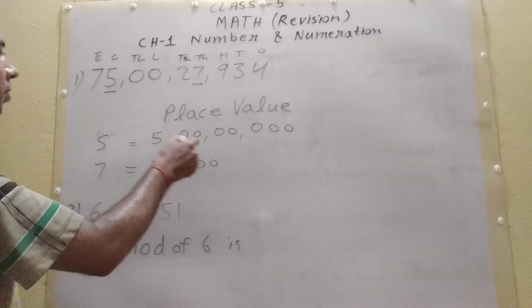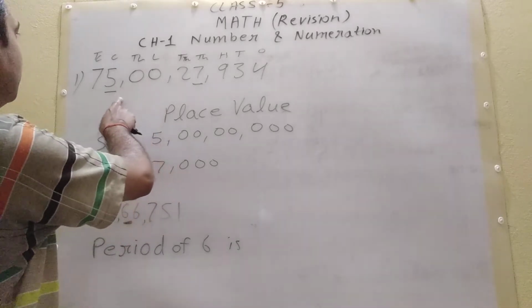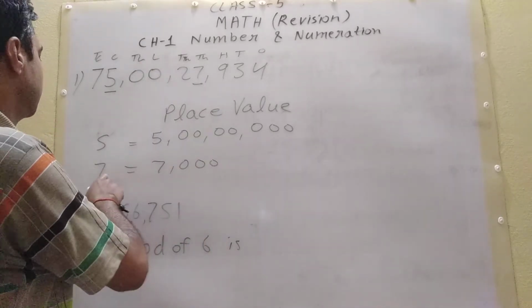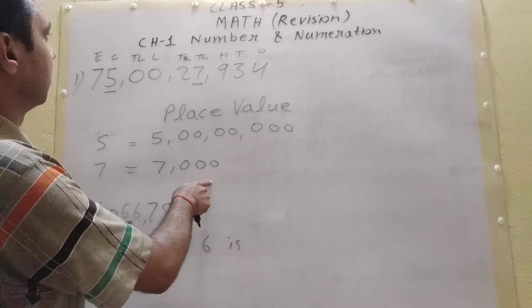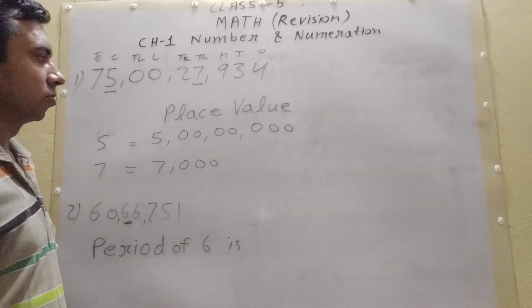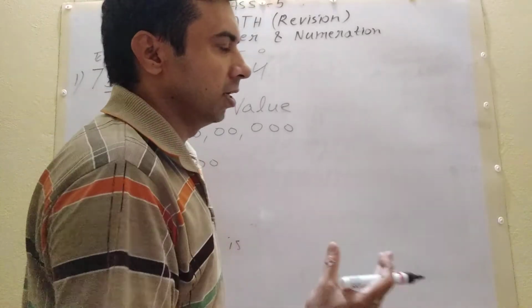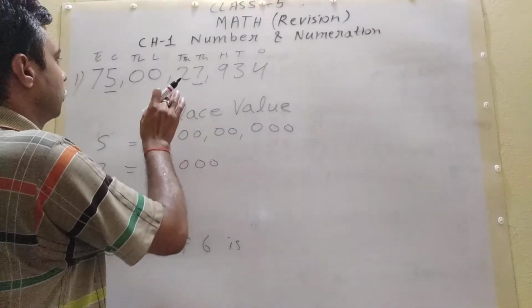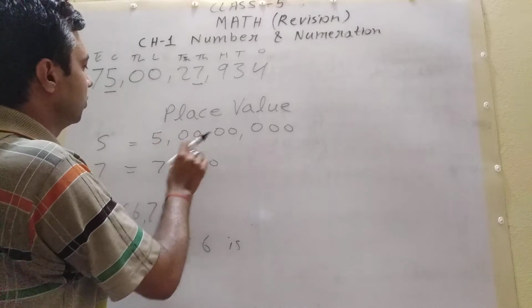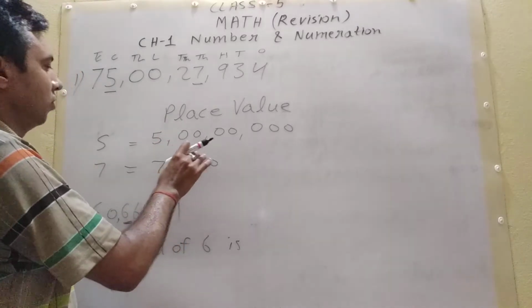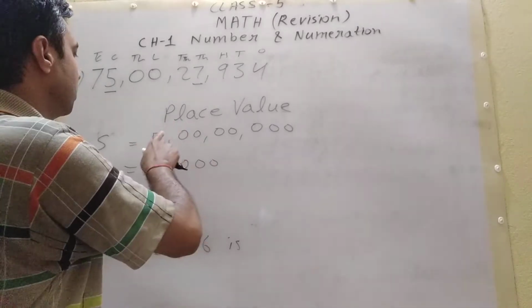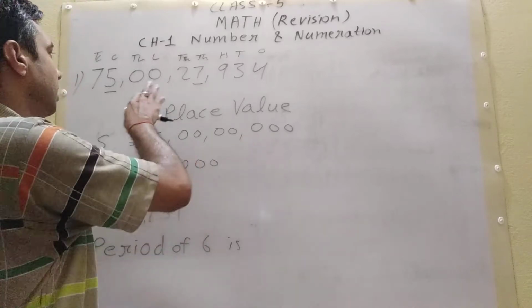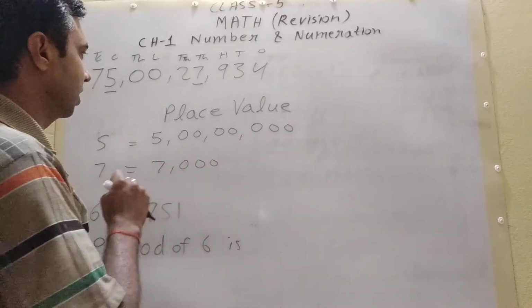So this is the place value. The place value of this 5 is crore. This 7 is 1000. So if in the question the number is given and the place value is given in the options in this manner, you have to count the zeros and then find out which option is correct.